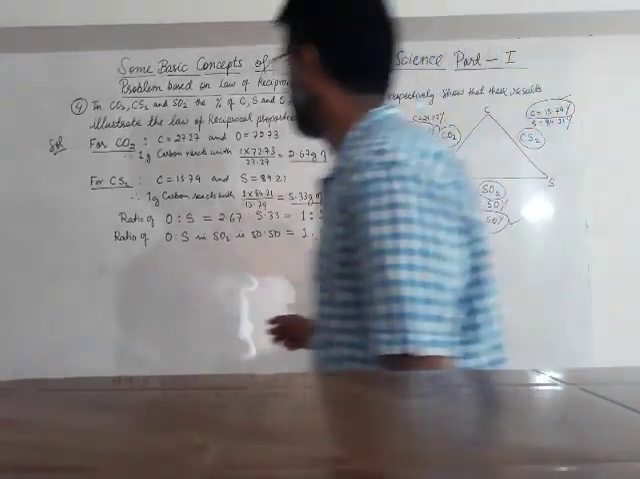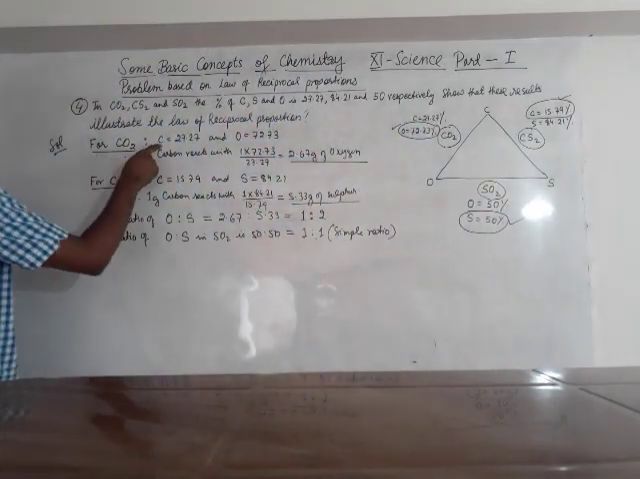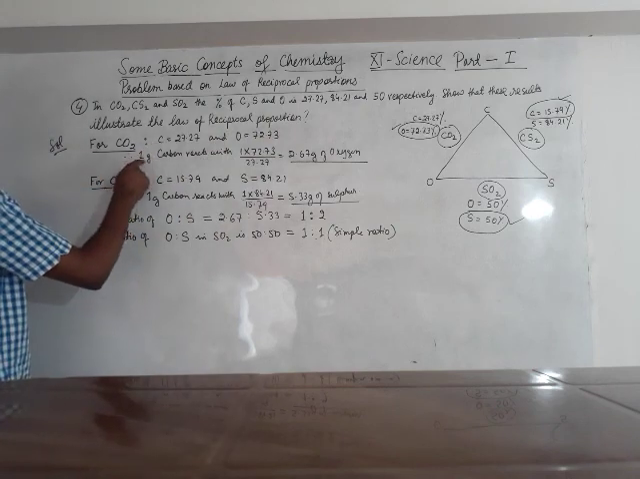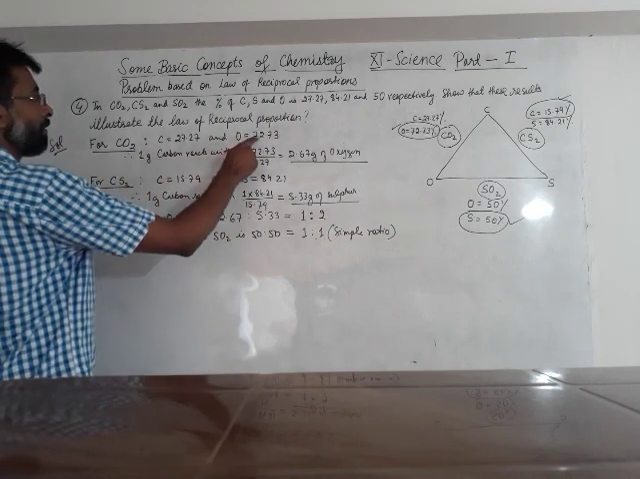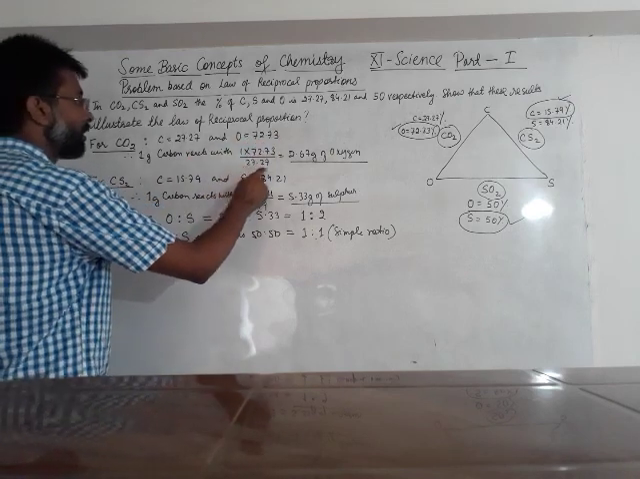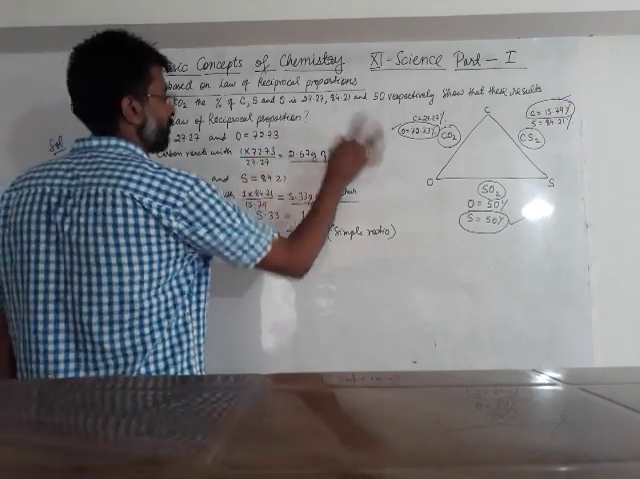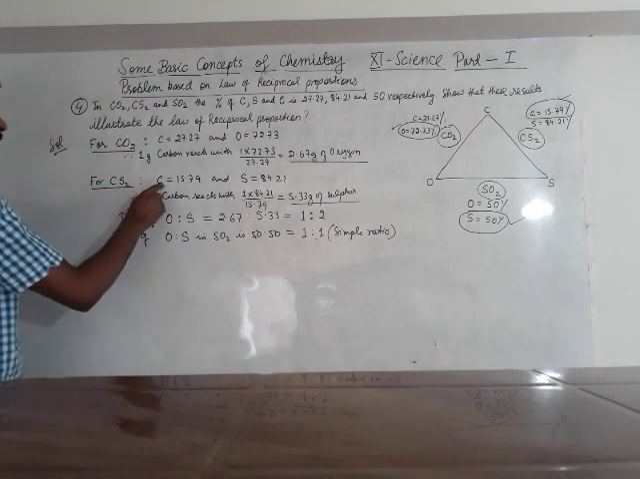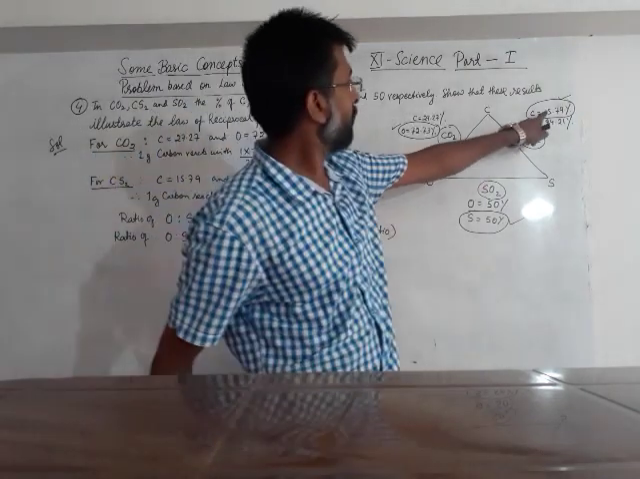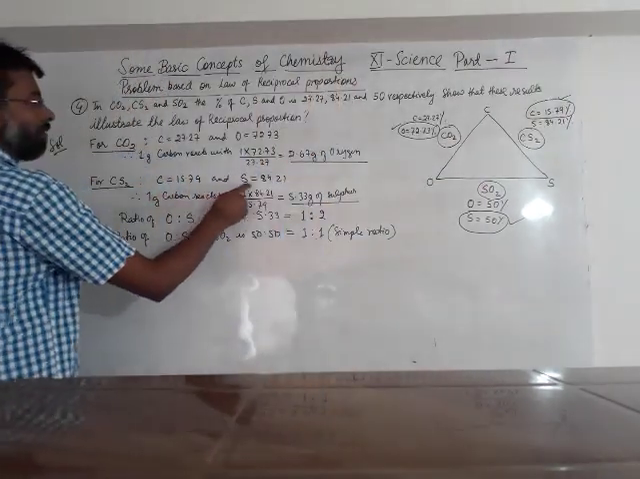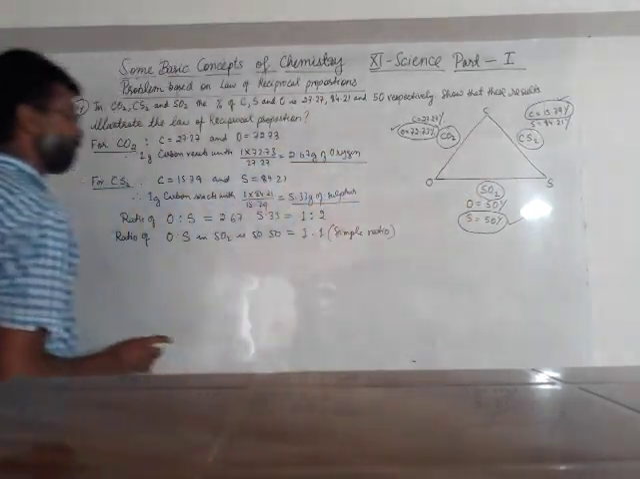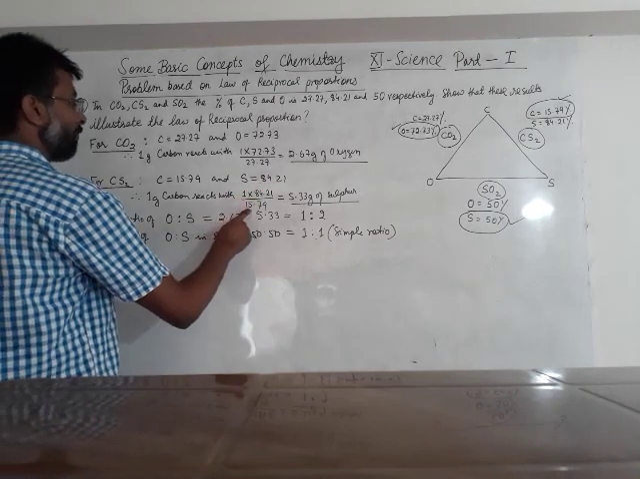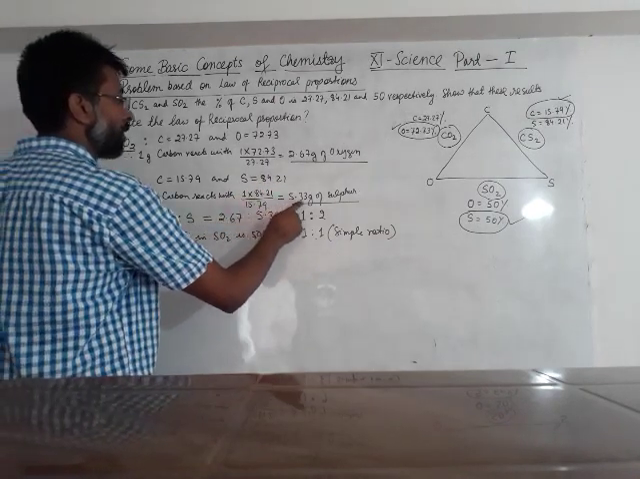So now come back over here. For carbon dioxide, carbon is 27.27 and oxygen is 72.73. Therefore, 1 gram of carbon will react with 1 multiplied by 72.73 divided by 27.27, which comes to 2.67 gram of oxygen. Similarly, for carbon disulfide, carbon is 15.79 and sulfur is 84.21. Therefore, 1 gram of carbon reacts with 1 into 84.21 divided by 15.79. It will give us 5.33 gram of sulfur.